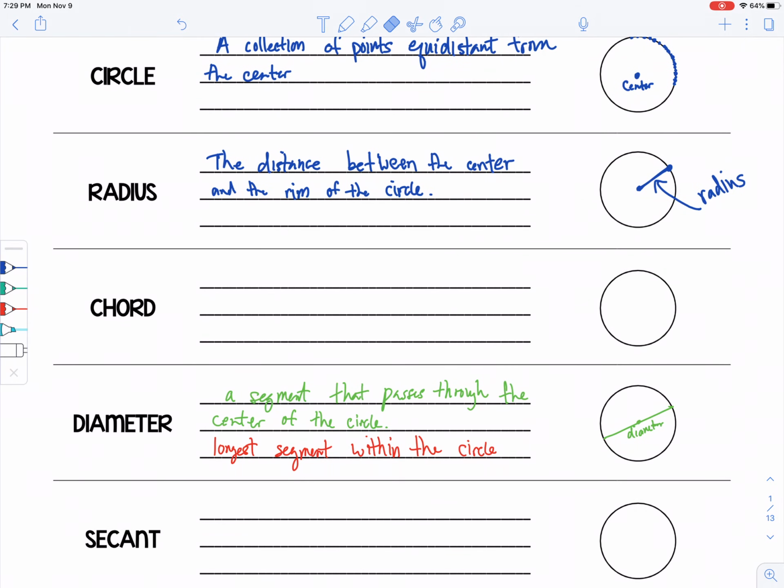A chord is a segment that connects any 2 points on the circle. So if I were to put that in a diagram, I can choose any 2 points along the circle, and if I connect them with a segment, that segment is called a chord. Okay, so it's going to be a segment with endpoints on the circle.